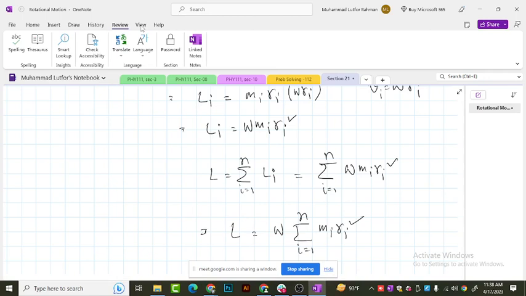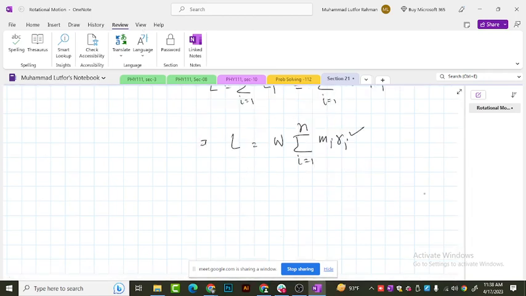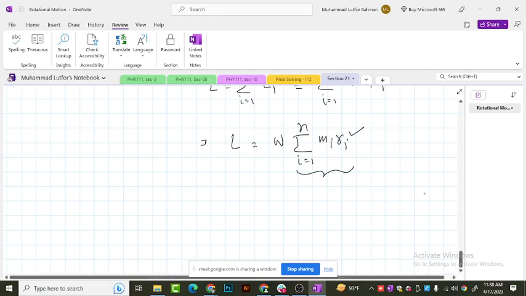Can I write this one? Now what is this mi ri square? Can anyone tell me that one? What is this mi ri square? Hello? Sir, the moment of inertia. It's the moment of inertia, exactly. That's the moment of inertia of all the point masses over there.